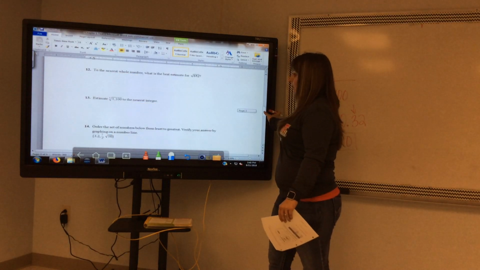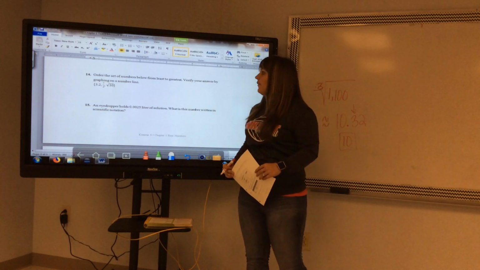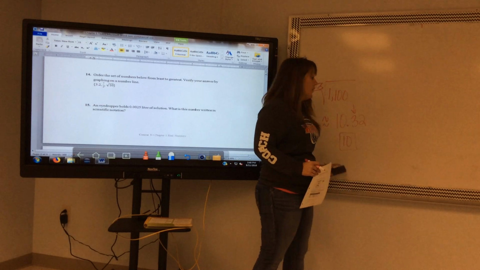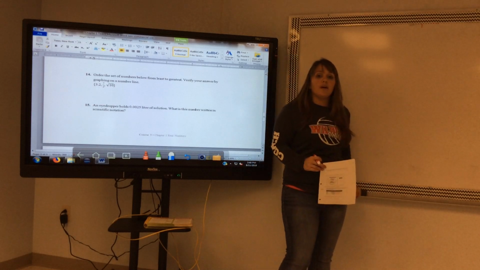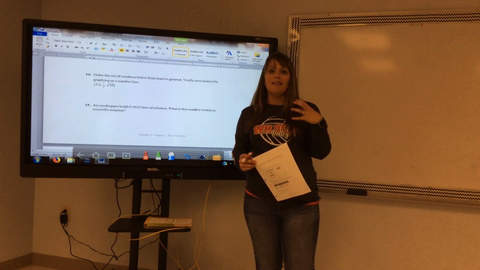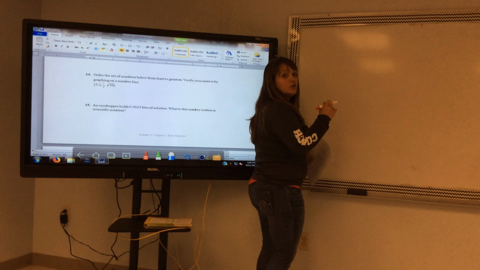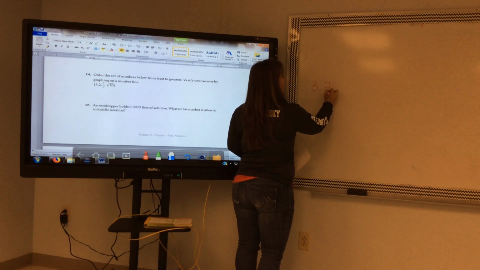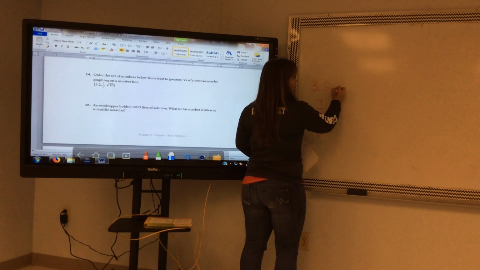Number 14, order these sets of numbers below from least to greatest. Verify your answer by graphing it on a number line. There's a couple of things that you're required to do. When we order or compare numbers, we need to have them in like form. So I choose to turn everything into a decimal. So you must show your work by coming off to the side and saying 3.2, 7/2, and the square root of 10.